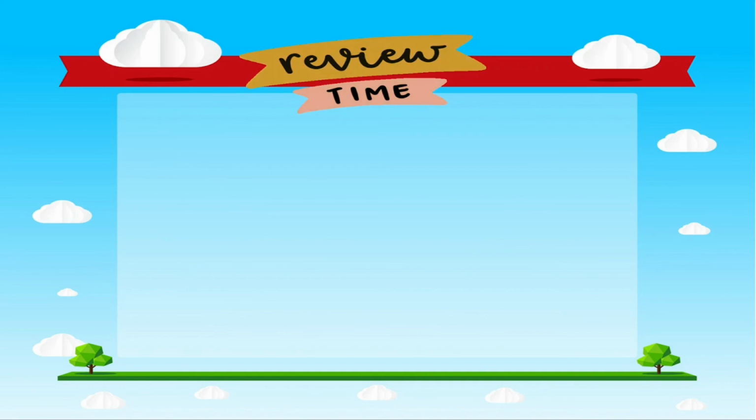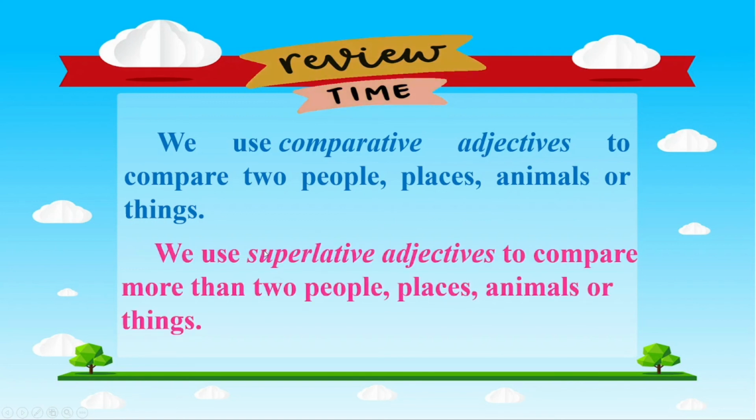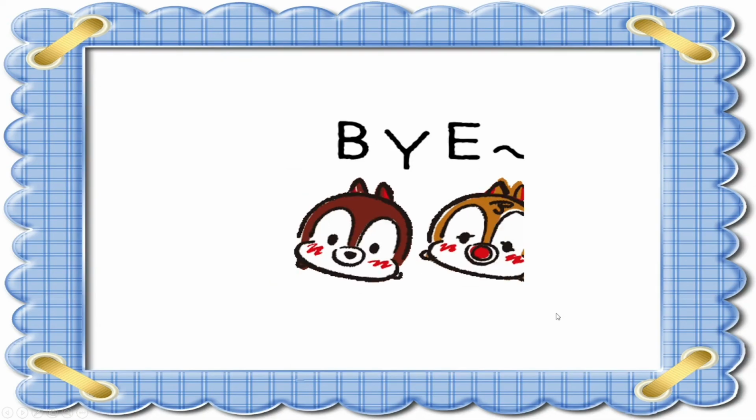Okay, so now it's review time. Everybody, let us read. We use comparative adjectives to compare two people, places, animals, or things. And we use superlative adjectives to compare more than two people, places, animals, or things.